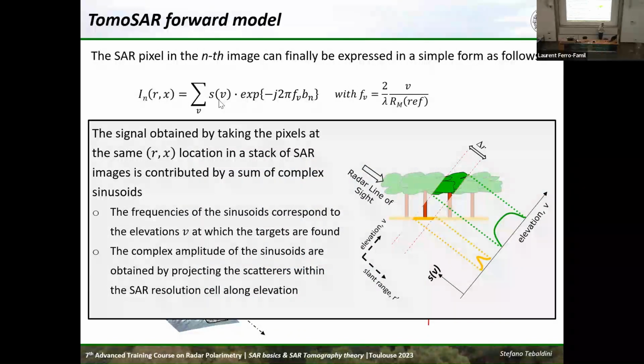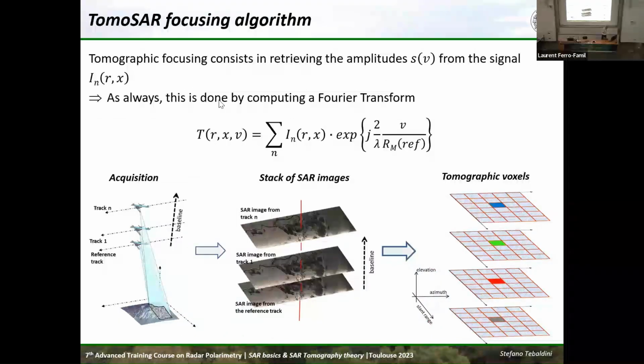And this is what I just said in a slide. So now this is our tomographic algorithm. This is exactly how it works. We take the stack of SAR images and we do the Fourier transform. Now, if you look at your slides, you go back to the first slide where we introduced the Fourier transform, you will see this is exactly the same mathematics.